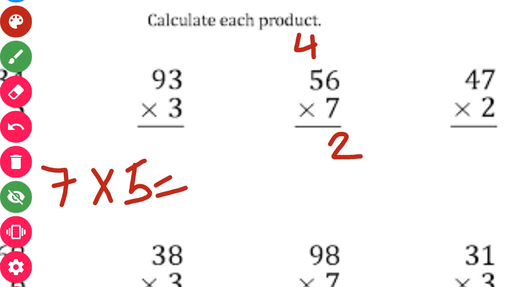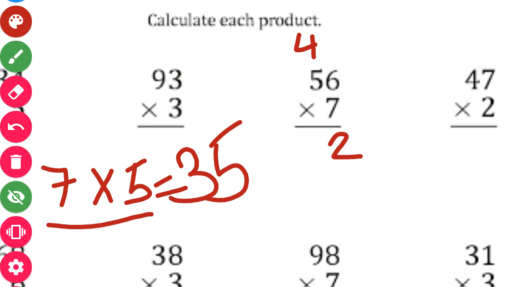7 ones are 7, 7 twos are 14, 7 threes are 21, 7 fours are 28, 7 fives are 35. Okay, now 35 we have got as the answer of the product of 7 and 5.